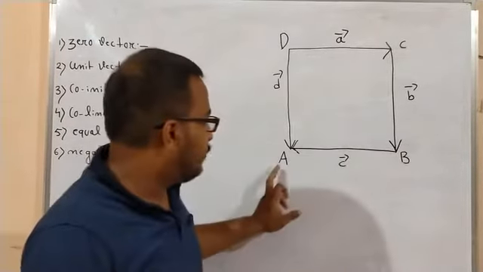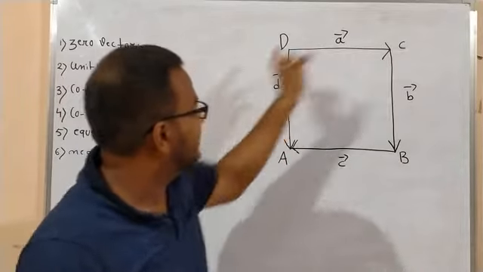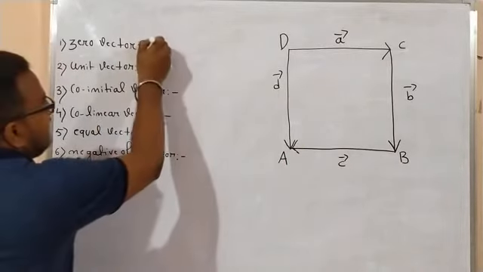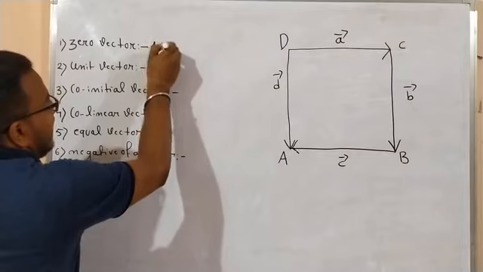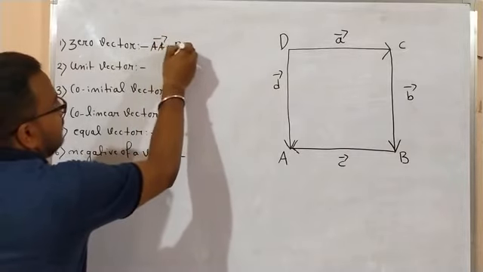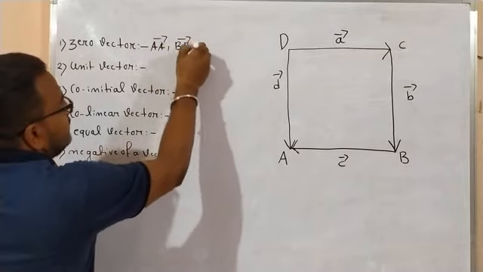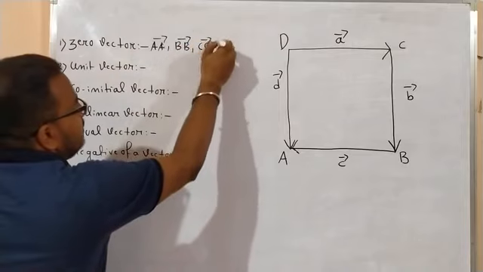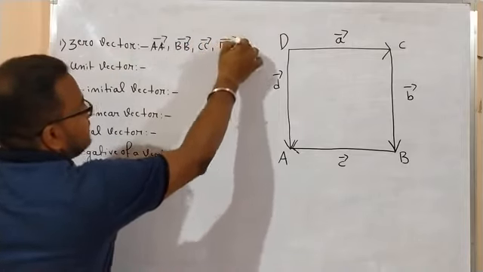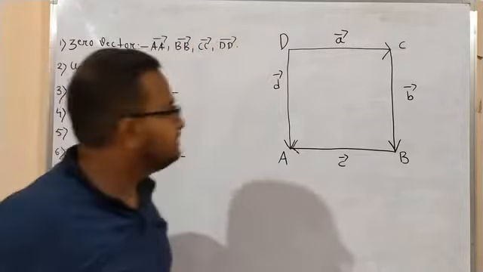Okay, so 4 points are there, A, B, C and D. So you can easily take A vector, B vector, C vector and D vector, right? So this is very easy.